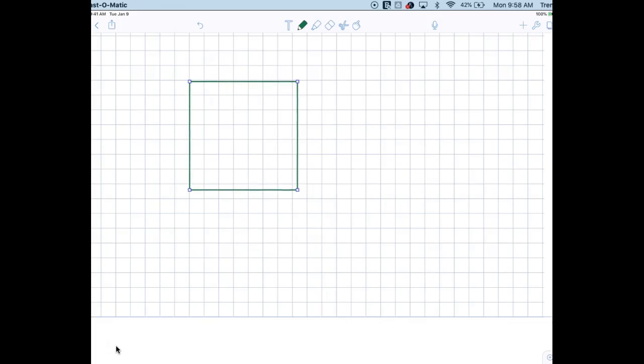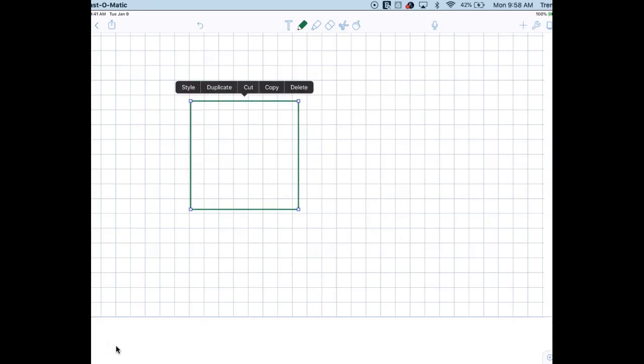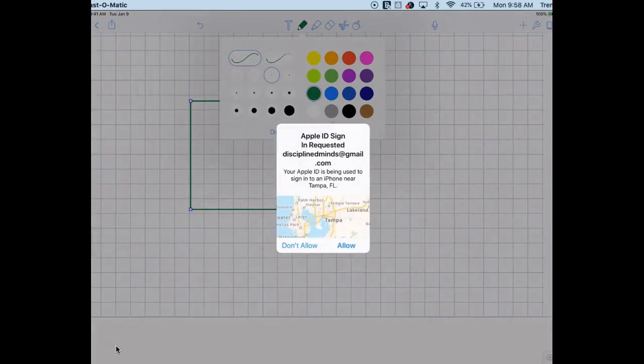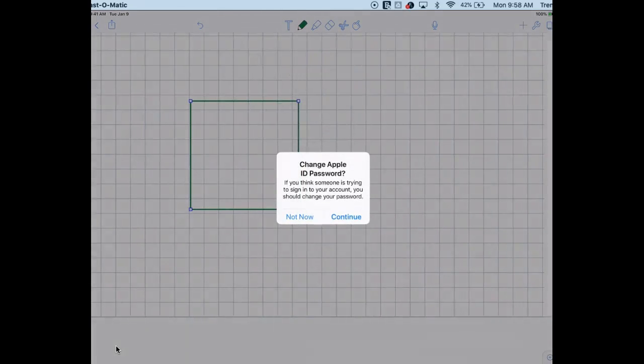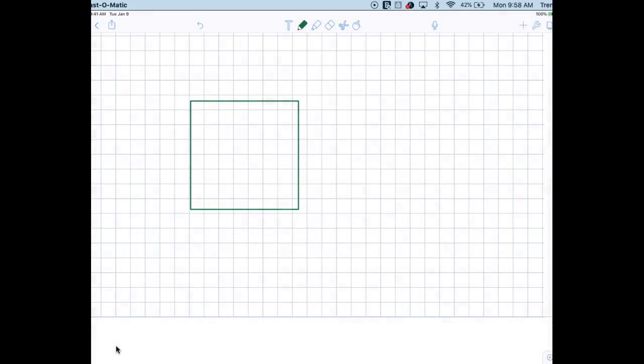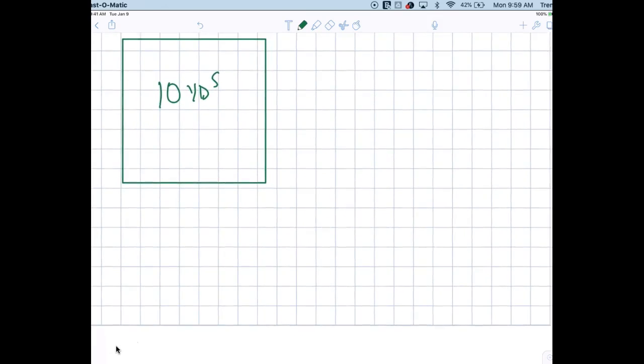All right, so that looks like a square. Does everybody agree? Now I'm going to tell you that this square has 10 square yards inside it. Does everybody agree with me? Right? Now, just like this, inside there are 10 square yards.